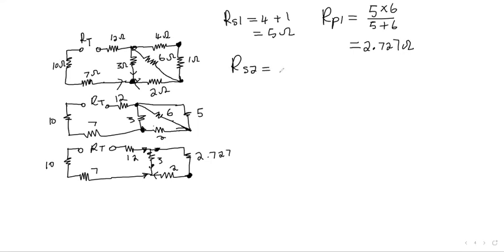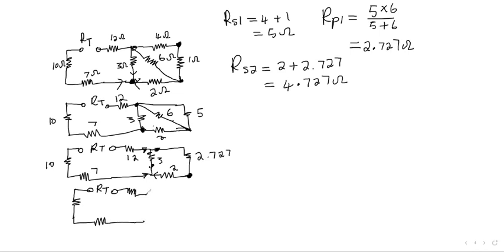That means it's resistor series number 2, where it is 2 plus 2.727, which is equal to 4.727 ohm. Then let me redraw my circuit again. I will reduce through the circuit until I am left with only one resistor, and that will be my total resistance. That's my 7 ohm again.